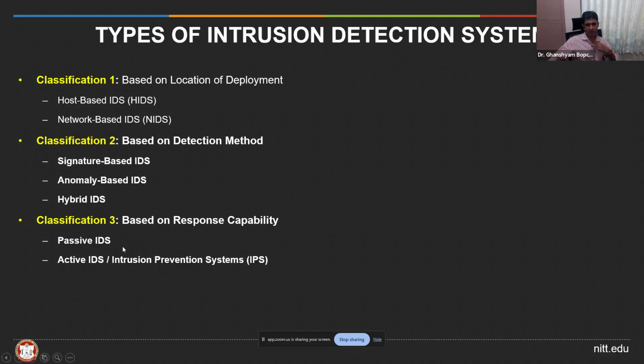It will not only look for the network-based attack or system-based attack, it will have the power to decide what to do with the attack, whether to drop the malicious packets, or quarantine ransomware or malware activity, or kill the particular malicious process. So some extra privileges are delegated to this IPS, intrusion prevention system. In that way, we can classify IDS based on their location of deployment, their detection method, and their response capability.